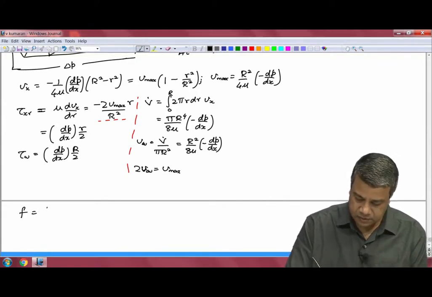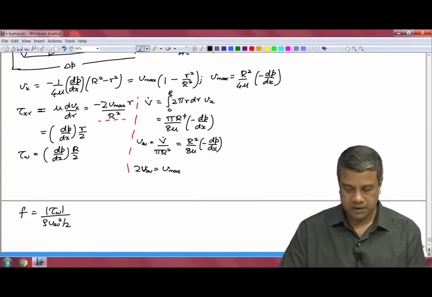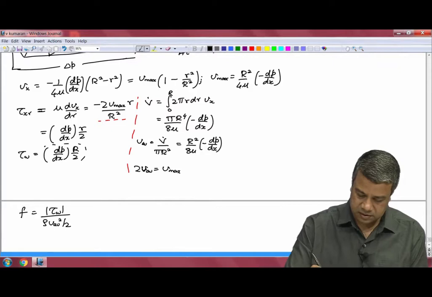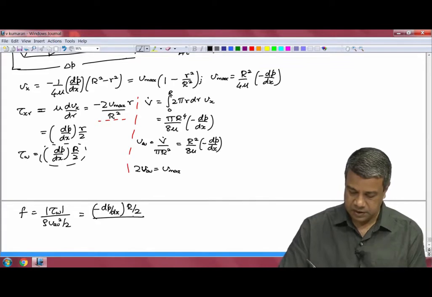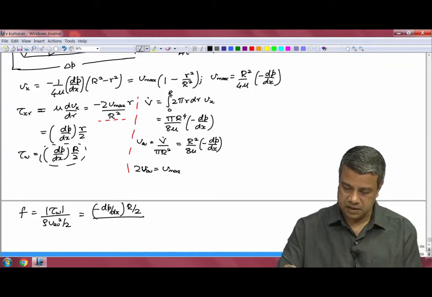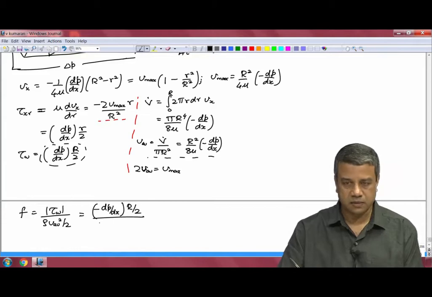The friction factor, the fanning friction factor, is equal to the wall shear stress by rho V average square by 2. For the wall shear stress, I can substitute this. The magnitude of the wall shear stress is equal to minus dP by dx into r by 2. I'll express in terms of this expression only one of the V average, because I know that the other one will go into the Reynolds number.